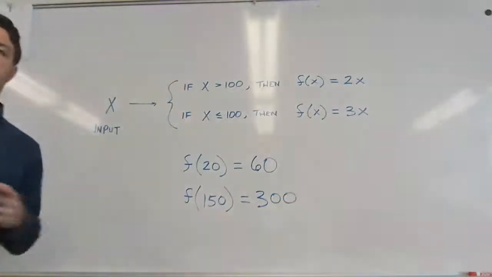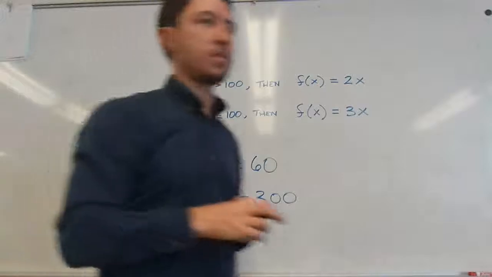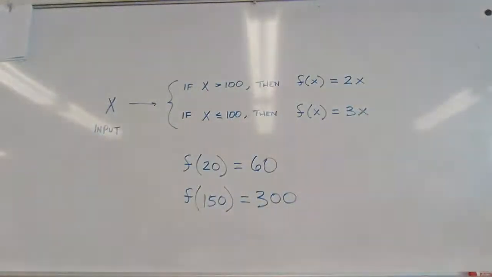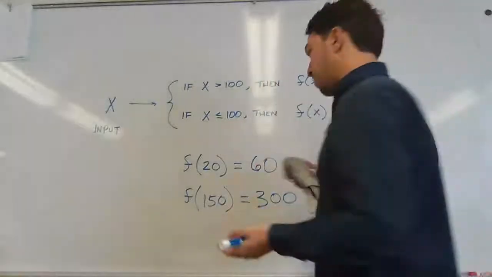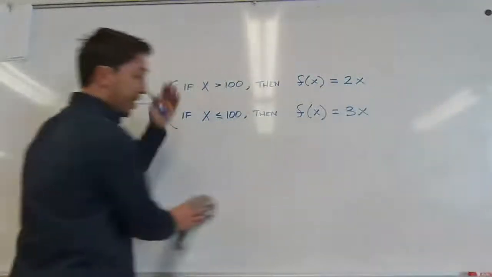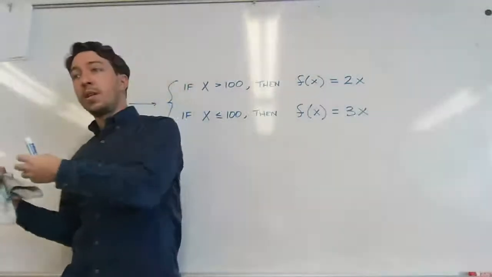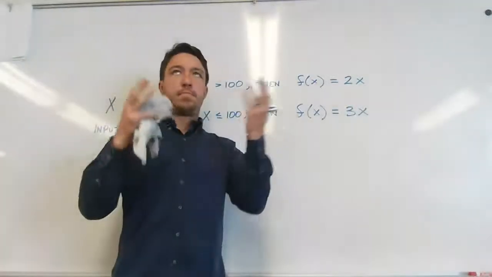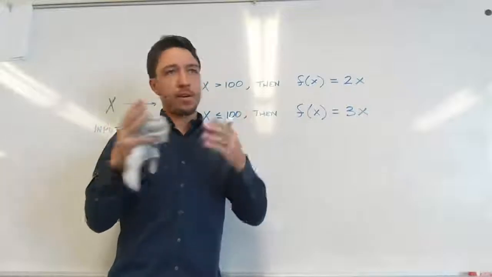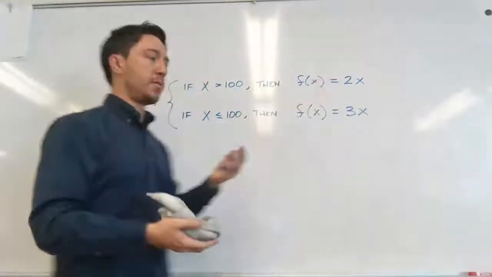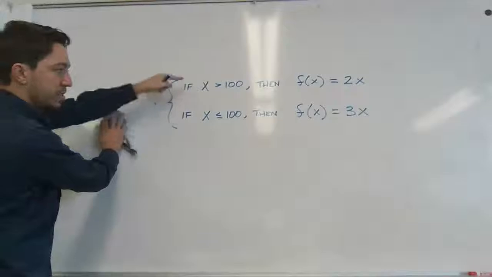So that's the basic idea behind a piecewise function: depending on the value of your input, X, you follow one rule or another. Or there could be three possible conditions. Here's a condition for negative numbers, here's a condition for numbers between 0 and 5, and here's a condition for numbers from 5 to infinity. So you can have any number of conditions in your piecewise function.